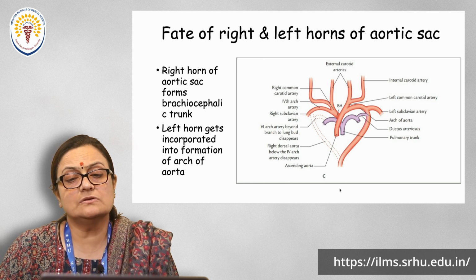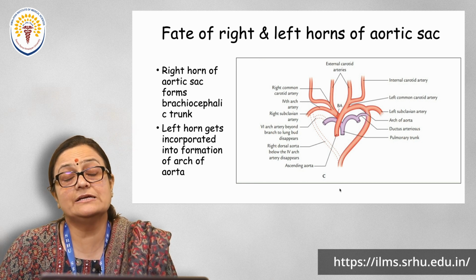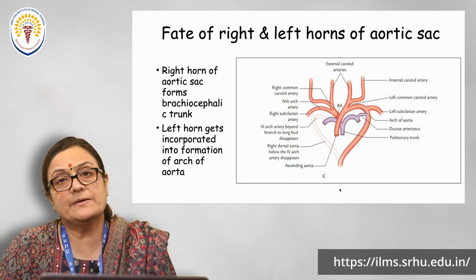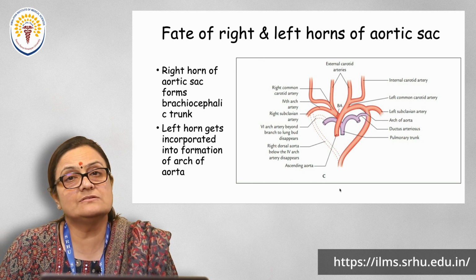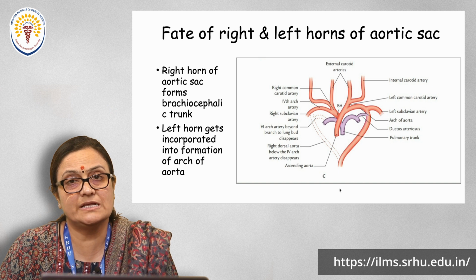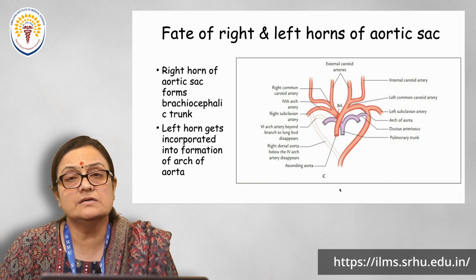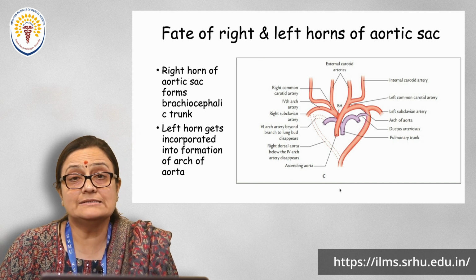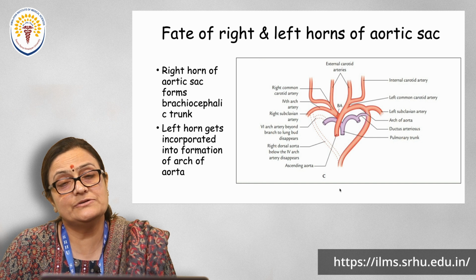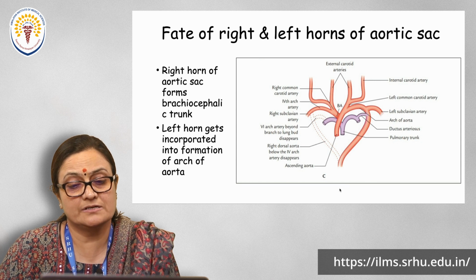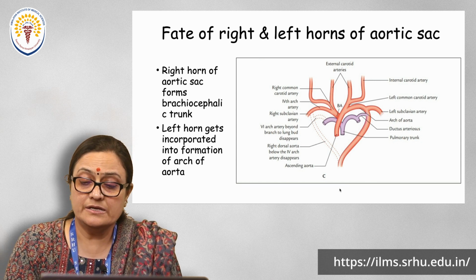So, we all know that sometimes we get give reason why questions. You have to give a reason why this is happening on the left but not on the right. So, if you get a give reason why question, why the brachiocephalic trunk is present only on the right side, then this embryological basis will help you, and the correct answer would be that the right horn of the aortic sac forms the brachiocephalic trunk, but the left horn gets incorporated into the formation of the arch of aorta. That is why there is no left brachiocephalic trunk. So, this also solves a very important give reason why question.